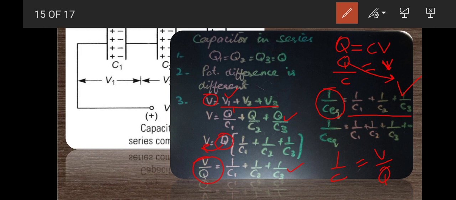That's why it is lesser, as they are fractions. Now they are divided by 1, so they are fractions, so they are lesser than each of the individual capacitors used in the circuit. In this case we only have 3 capacitors, so we write up to 1 by C3, but if you have n capacitors, n can be any number, so you have to write the sum up to 1 by Cn.